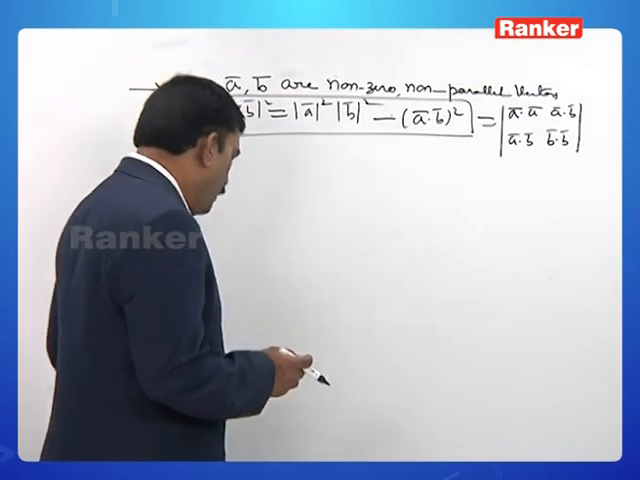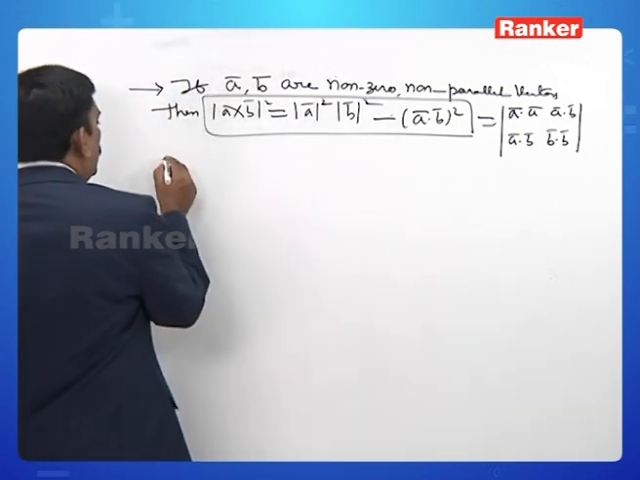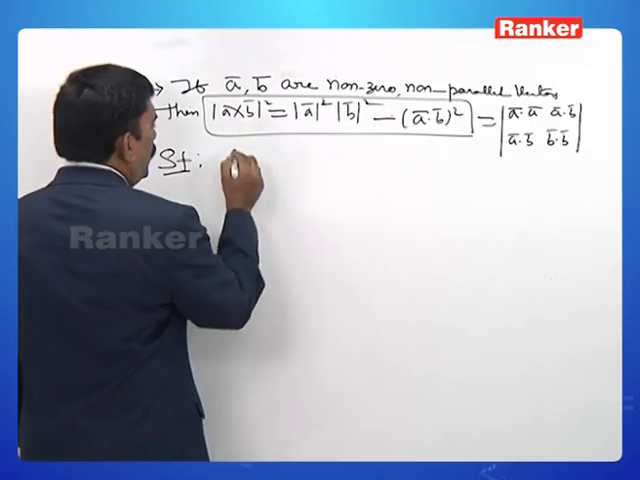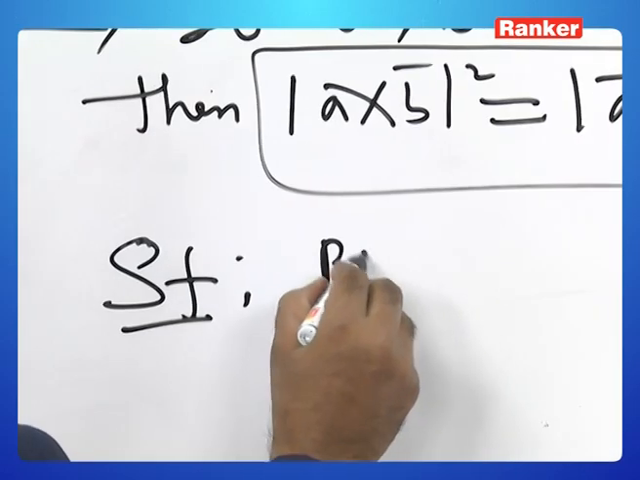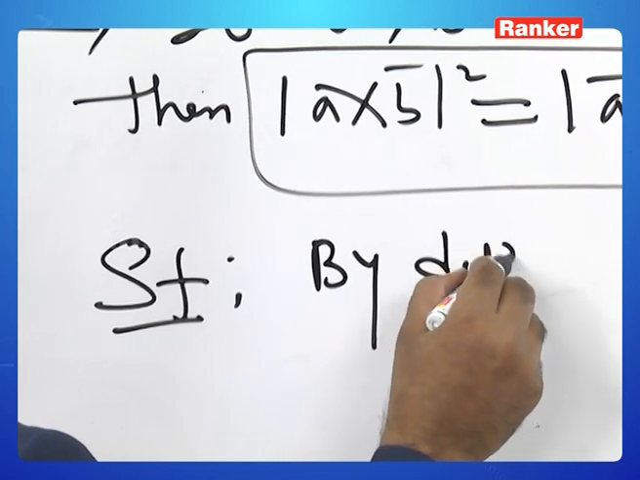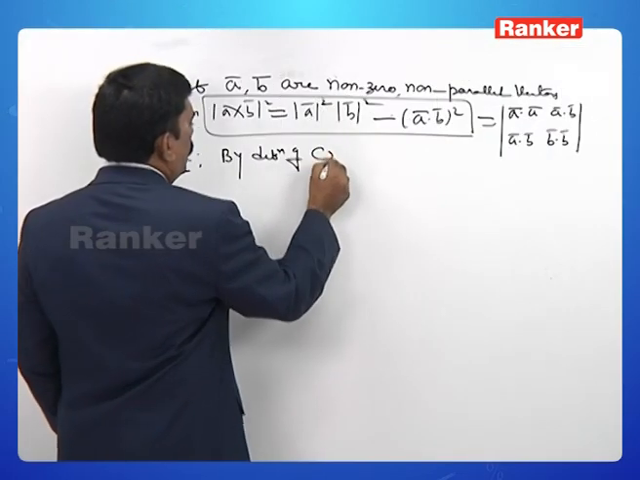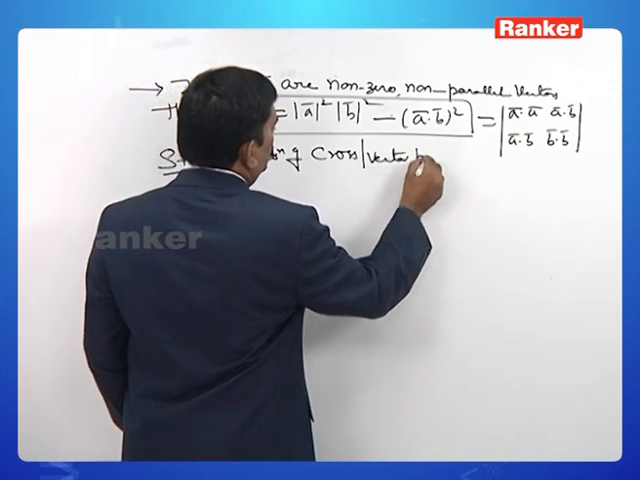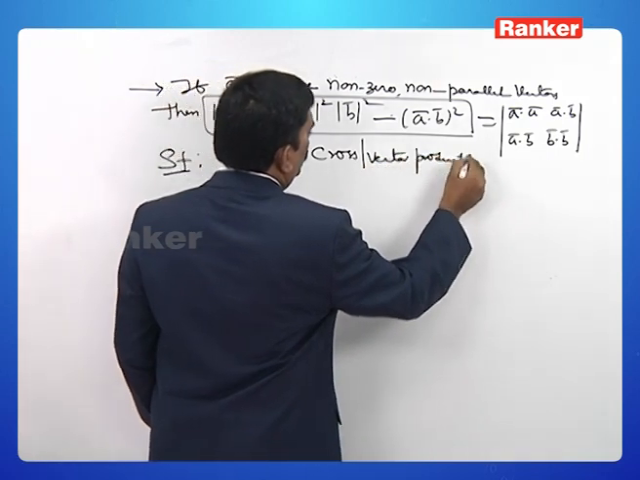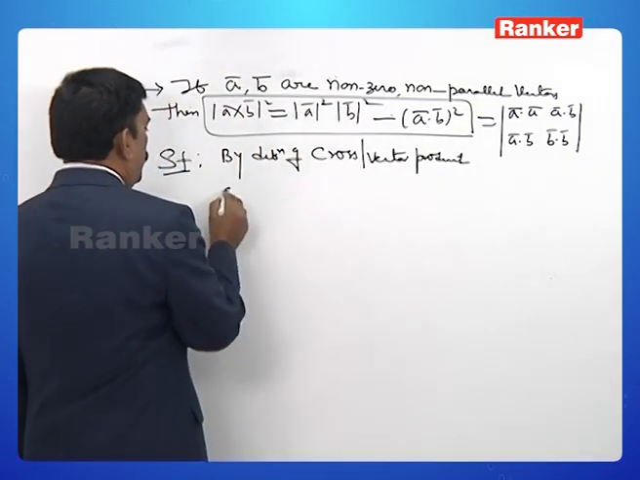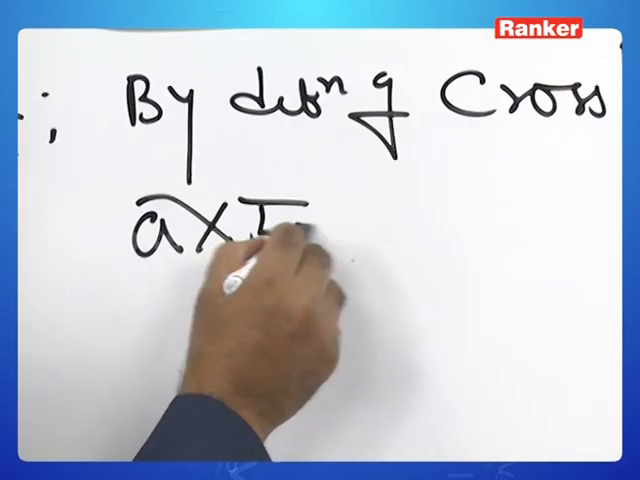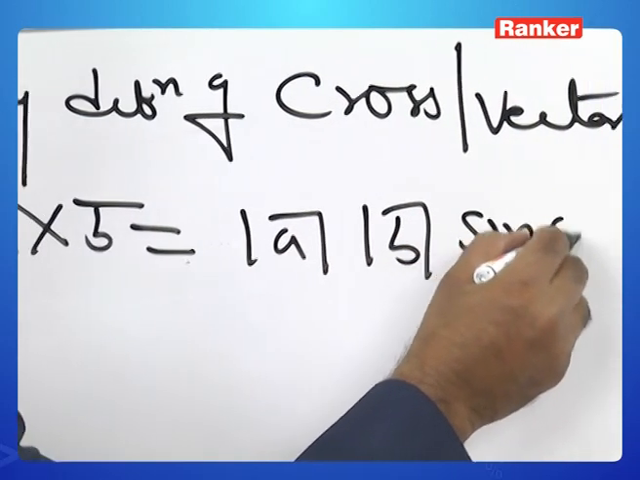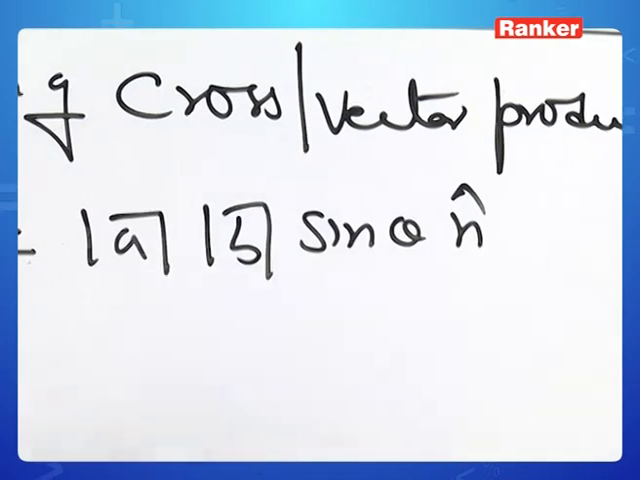So what I do is, the proof of this one is: by definition of the cross or vector product, A bar cross B bar is equal to mod A mod B sine theta into n cap.